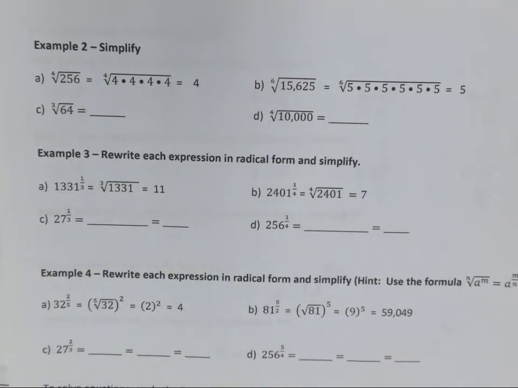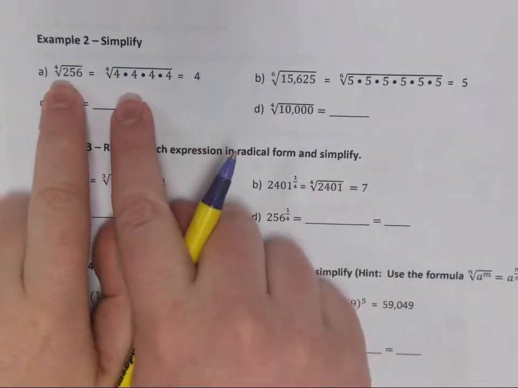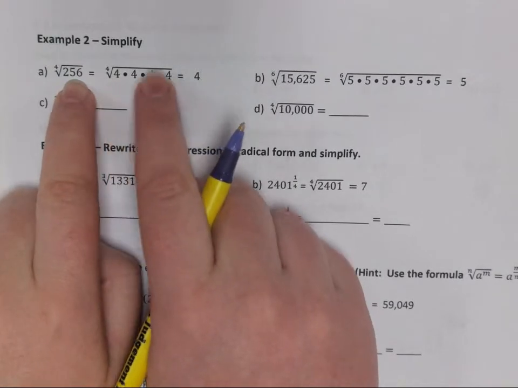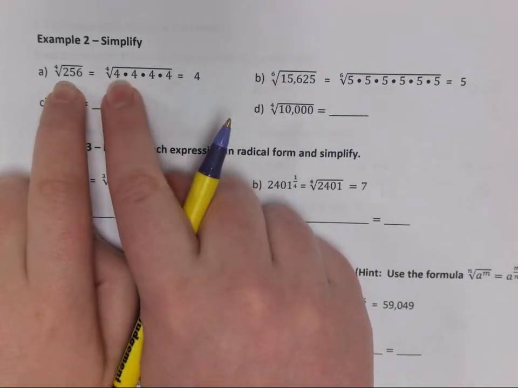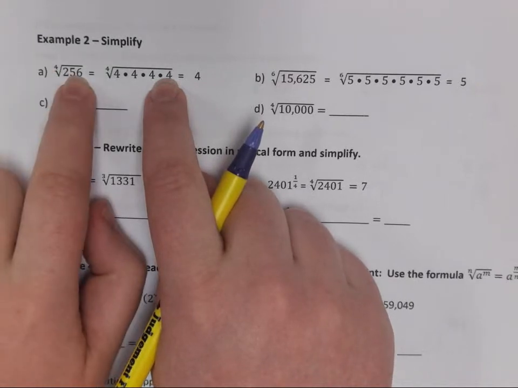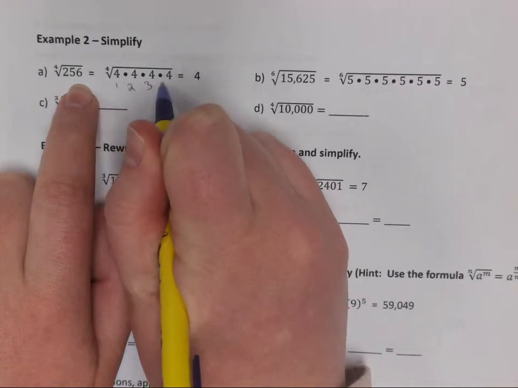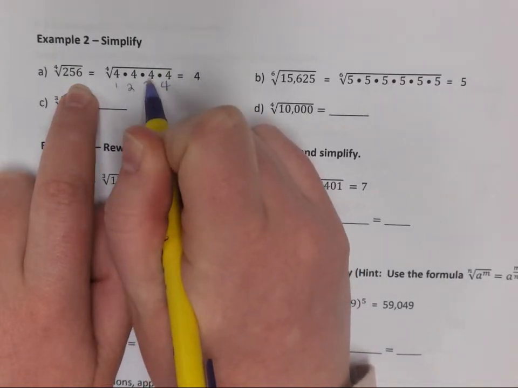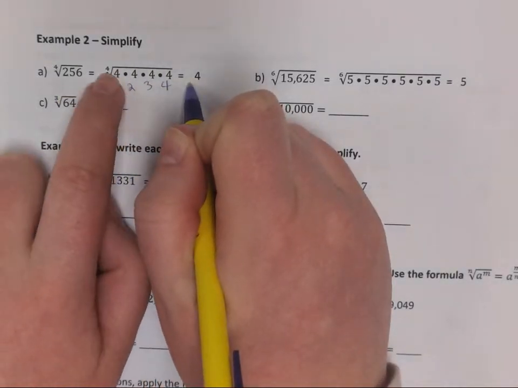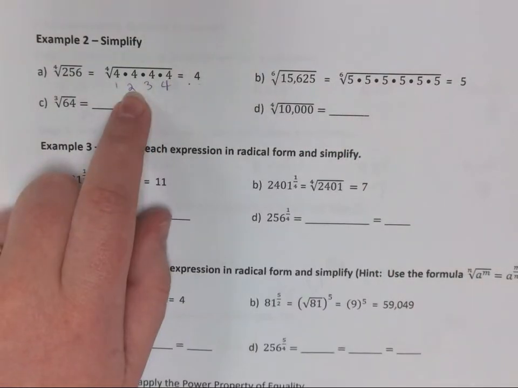On the back it's a little bit trickier. So on the back, we had to simplify these. So what it showed us was 256. We broke it down. 256 is the same thing as 4 times 4 times 4 times 4. So the 4th root of 256, well, we have 1, 2, 3, 4 fours inside. So one 4 comes out. So since it's the 4th root, for every 4, one comes out.